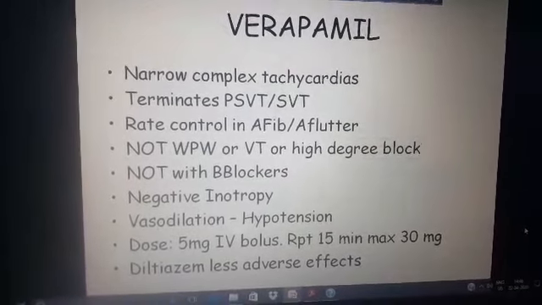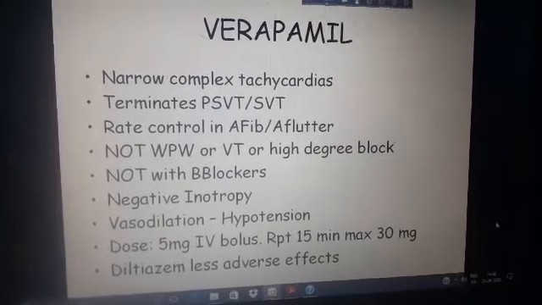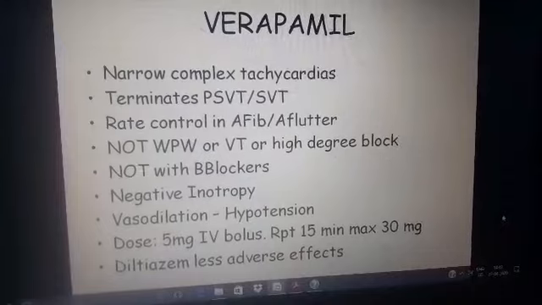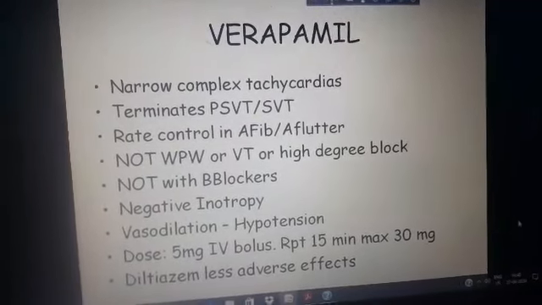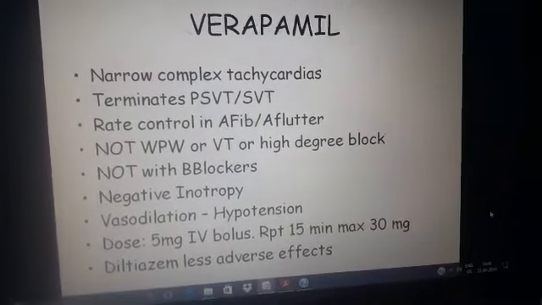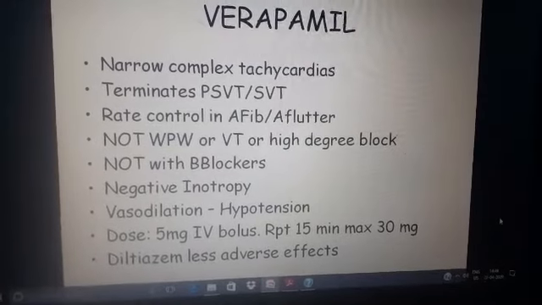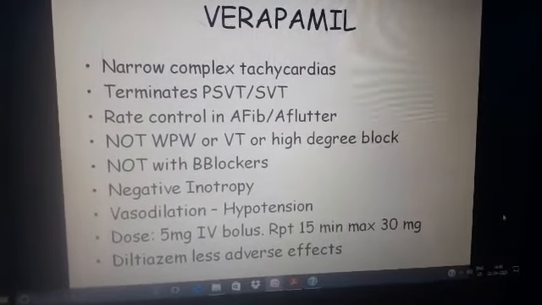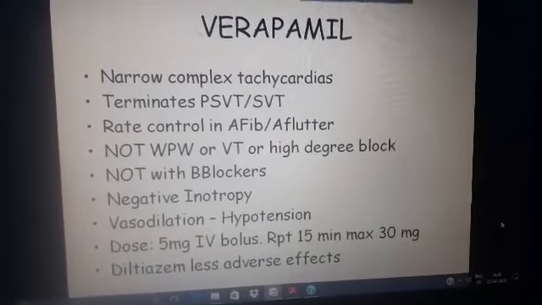Rate control in atrial fibrillation and atrial flutter can be done by verapamil, but it is not used in WPW syndrome. Verapamil must not be used with a beta blocker, because together they will cause a significant decrease in the heart rate and significant conduction abnormality. Often heart failure can be precipitated if there is a decrease in contractility also. A high dose can cause hypotension, and diltiazem has less adverse effect, but verapamil is more effective.